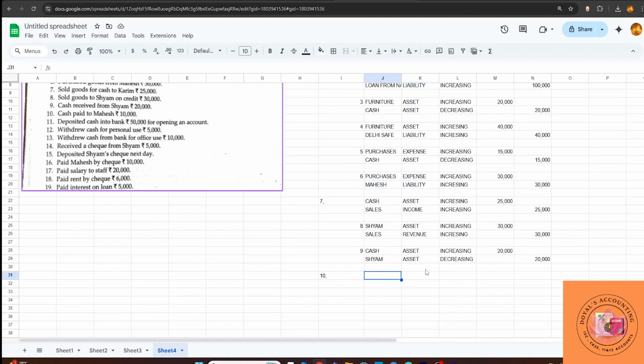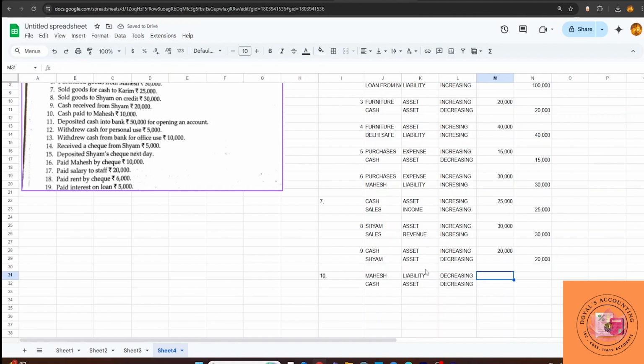So what are the accounts that are involved here? One will be Mahesh account and the other will be cash. We are paying money to Mahesh. Mahesh is our liability and cash is an asset. Since we are paying Mahesh, our liability towards him is decreasing, isn't it? And as we are paying out cash, our cash is also decreasing.